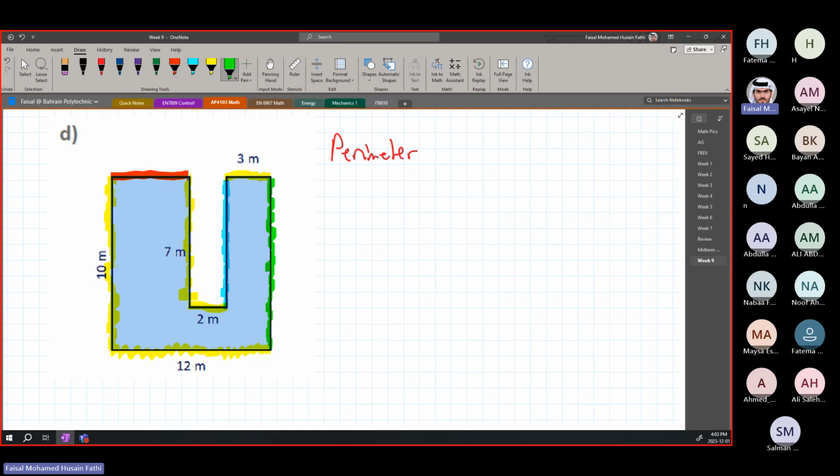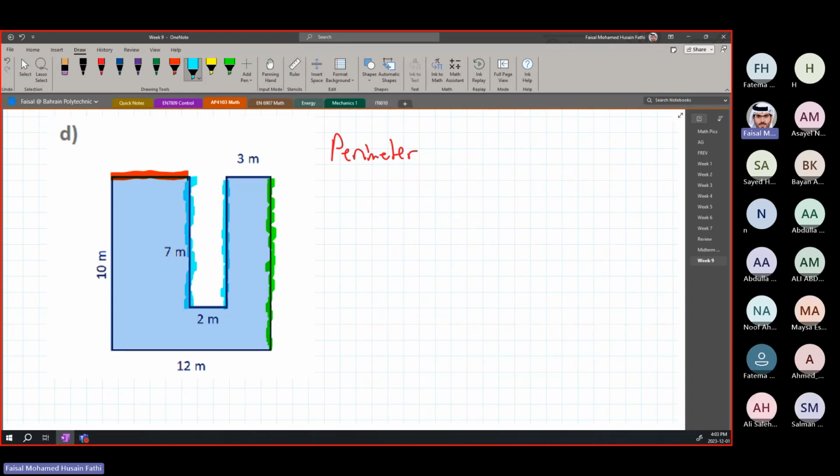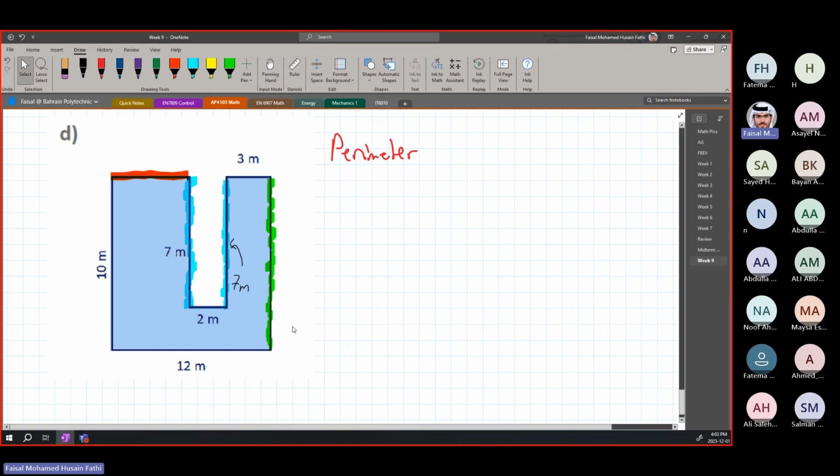If you notice, let me remove just the highlights of the known sides, so there's no confusion. If we're looking at the blue, it is equal to this blue, right? Because it's opposite to it and it's exactly the same size, exactly the same shape. So we already found out the first side. The blue is 7 meters. So we're done with the blue.